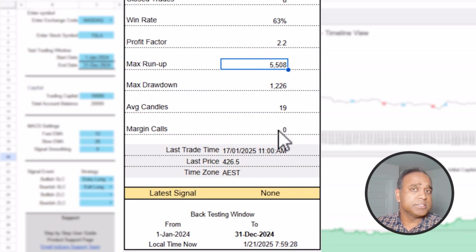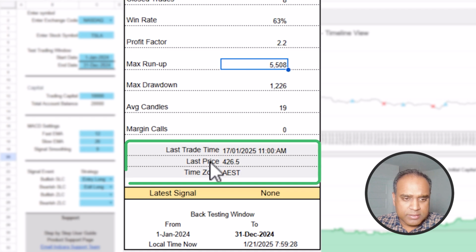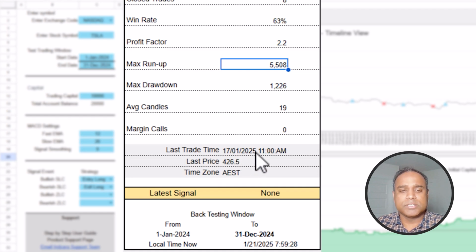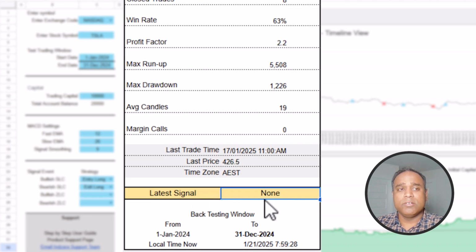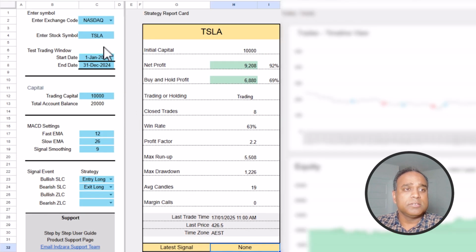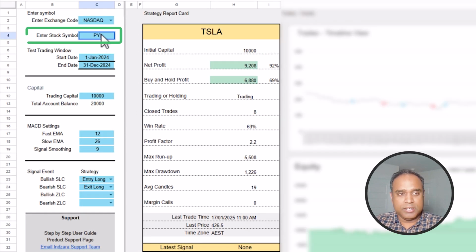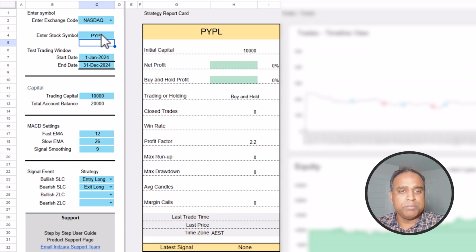The template does support margin, does calculate whether there would have been a margin call, and then it also provides you the last time the stock was traded, which time zone it is traded in. And then if there is any new signal as of now, is there any MACD signal for Tesla? None. Right now there is none, but let me try another symbol, let's say PayPal.